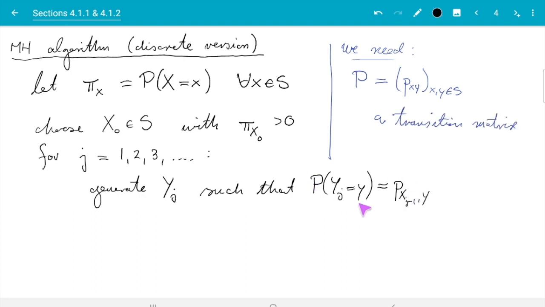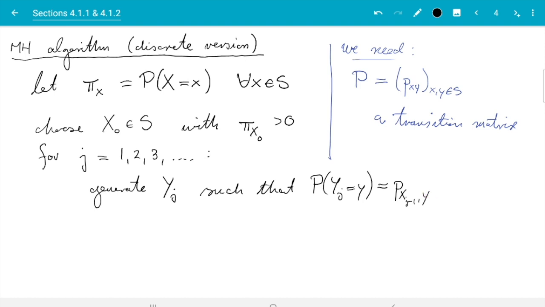So we still need to choose this, but that will be a transition matrix. And if you look at this expression, that just means make one step according to the transition matrix starting at x_{j-1}. So we take the previous state of the Markov chain for the row index. Then since P is a transition matrix, we know that's a complete set of probabilities as a function of y, all positive and adding up to 1. So we can specify the distribution of y_j by saying we take a row of the transition matrix, and then we just pick one of the elements of S with the probabilities given by the transition matrix. So that makes sense. That's the proposal.